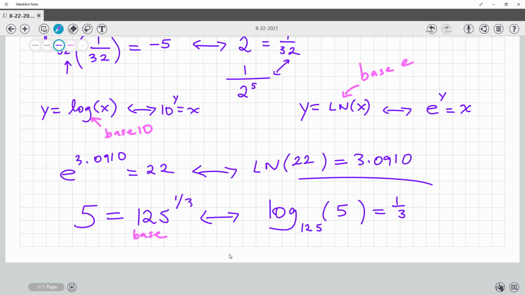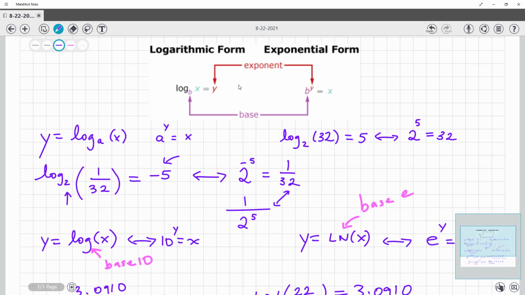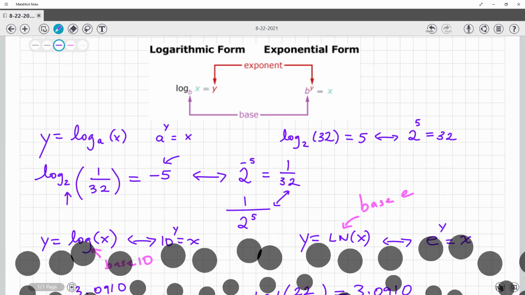So you should be able to write from an exponent to a log, or from a log back to an exponent. It just takes a little practice, probably something that is new to most of you. But once you get this form down, you should be able to do it pretty quickly after lots and lots of practice.